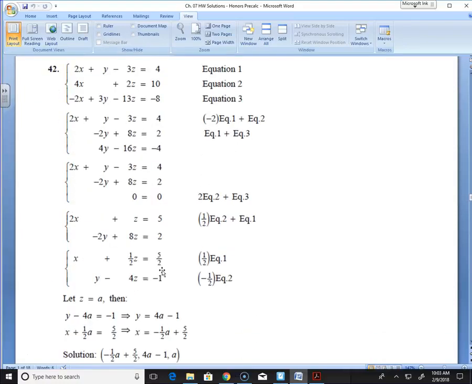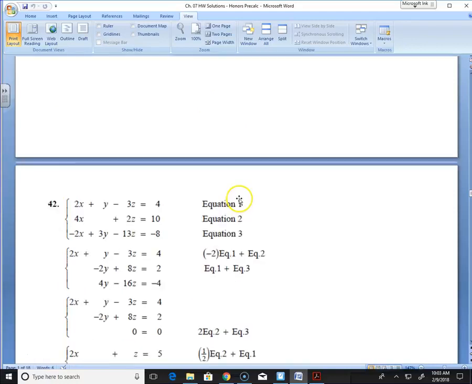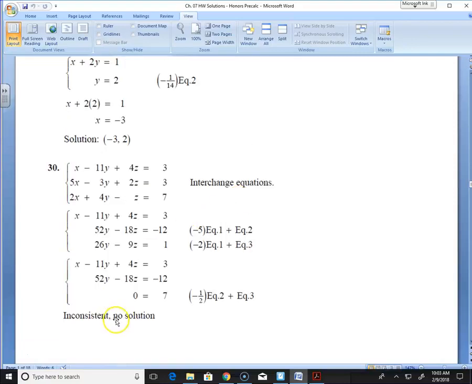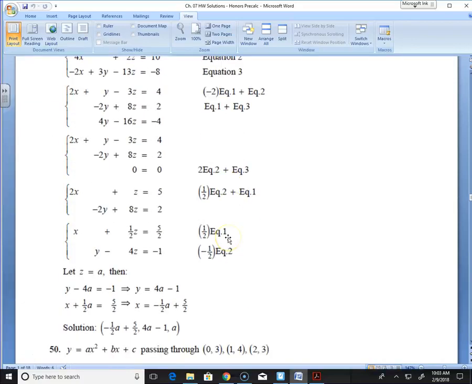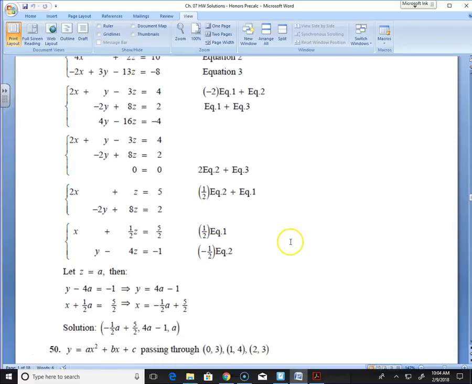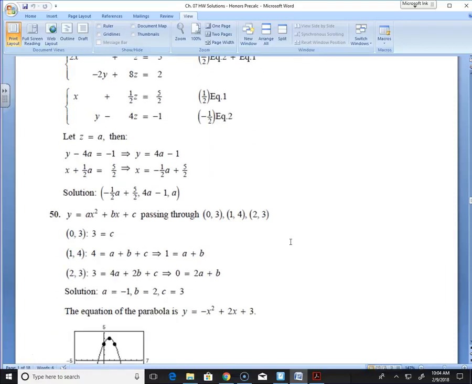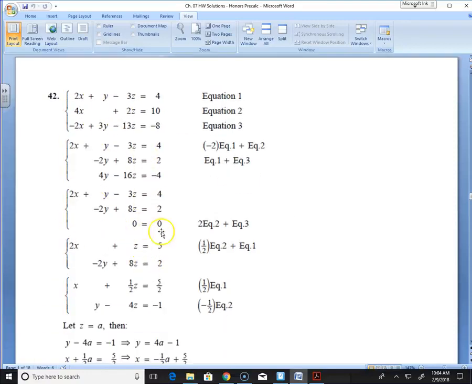Cool. Number 42, I think now we should be in 7.3b, which is homework 44, right? Oh, we're missing one? 30 is inconsistent, no solution, because you get a false statement. Next, even. Number 42 was one of those ones where, what'd they give you? Oh, it's one of the ones where everything canceled out, 0 equals 0.